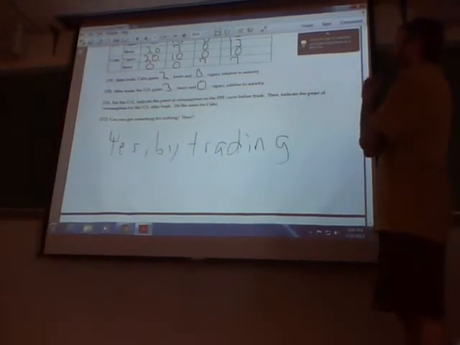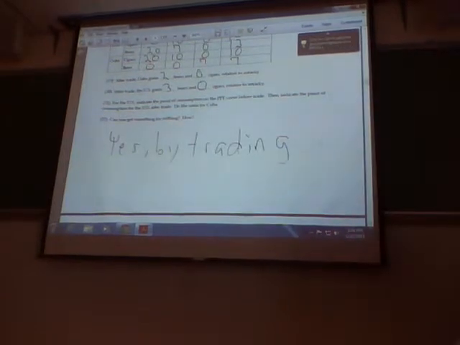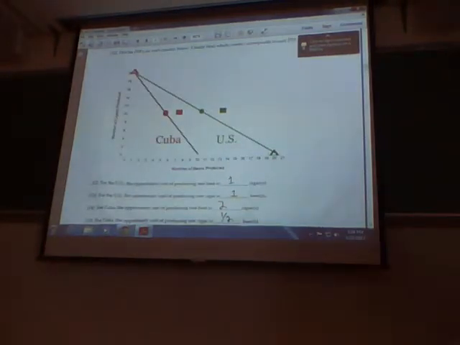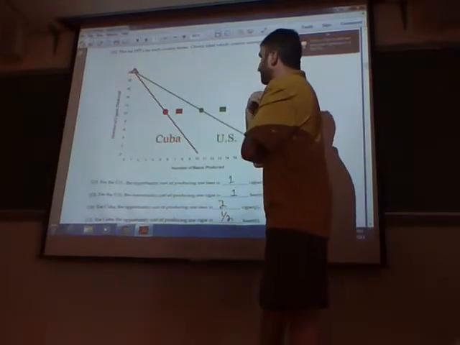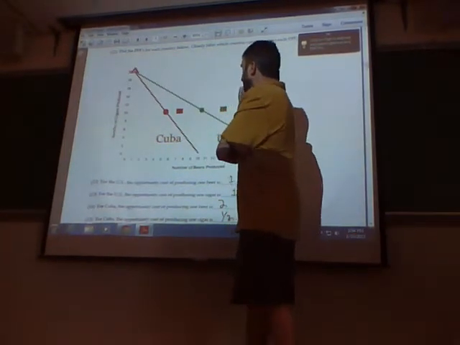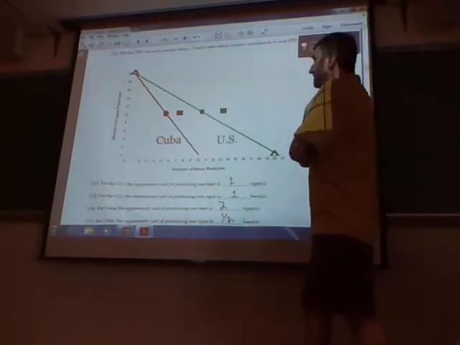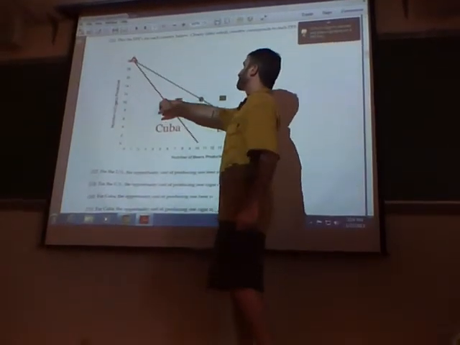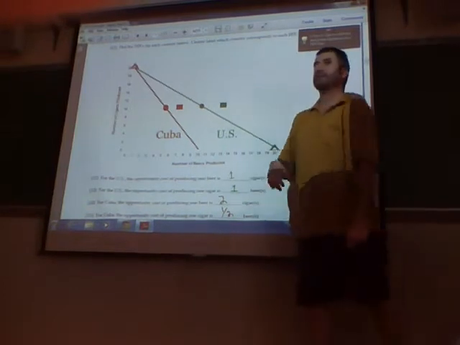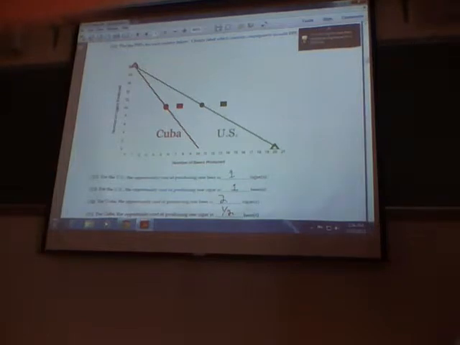For number 21, it wants you to indicate the point of consumption for the U.S. after trade. In the class announcements, I told you I wanted you to use rectangles for that. And that's where these rectangles come in. The red rectangle for Cuba shows you there are 10 cigars, 7 beers. Green rectangle or square for U.S., 10 cigars, 13 beers. And when we go from that circle to the square, that's showing both countries getting more beer without giving up any cigars.